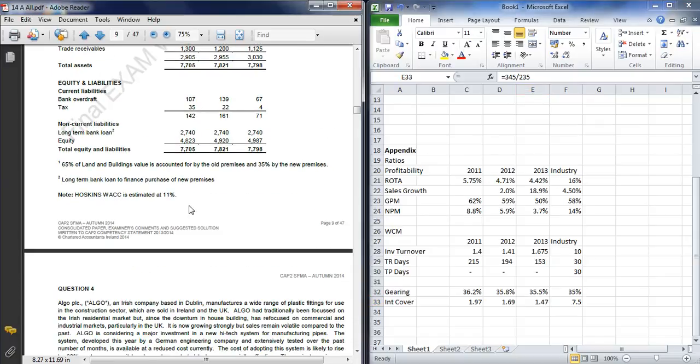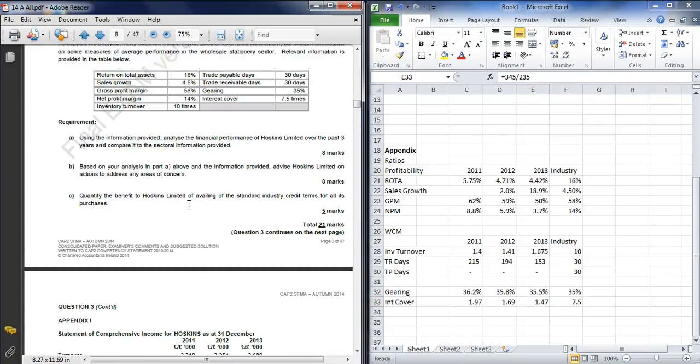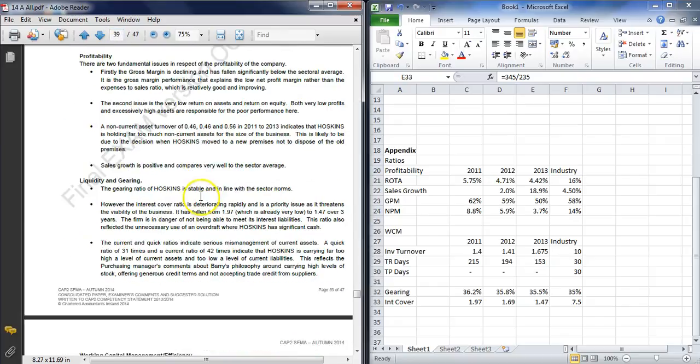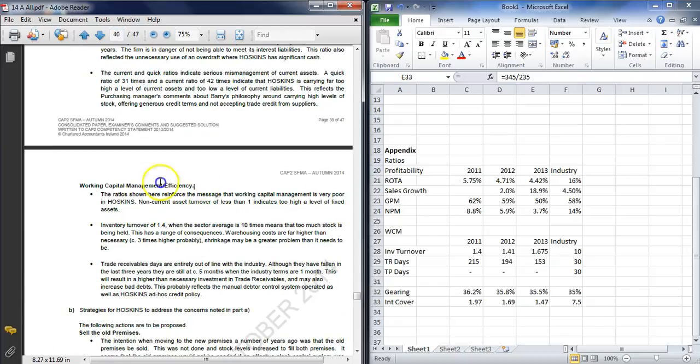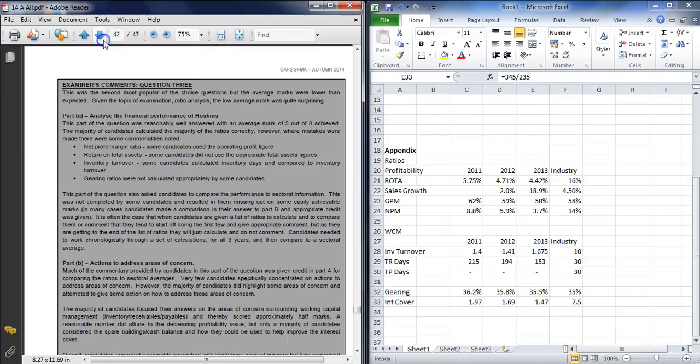Right. So if we look at that, there's a relatively straightforward Part A, but it was very broad, so the key thing was your structure, and also make sure you comment both on the trend and compare to sectoral information. So if we look at what the examiner said, that's how the examiner laid it out. They did a heading for each to show that you're hitting each of the points. But another thing just to understand is the examiner feedback. So it was reasonably well answered, average of 5 out of 8.